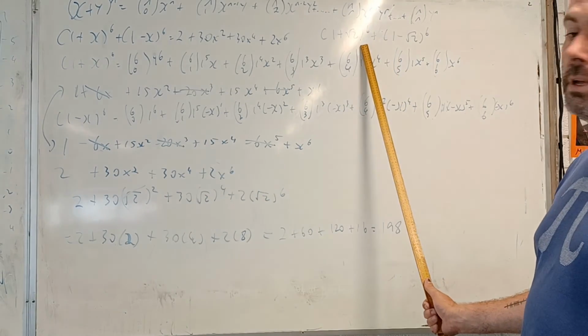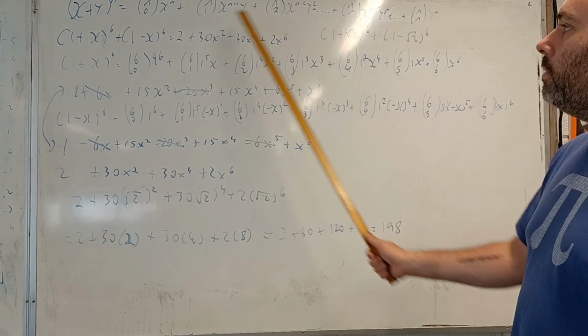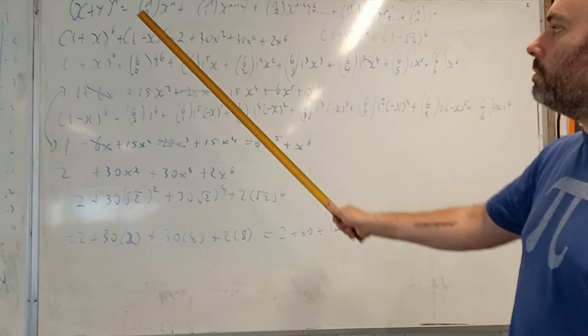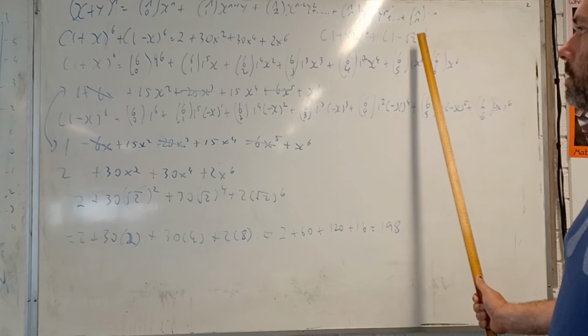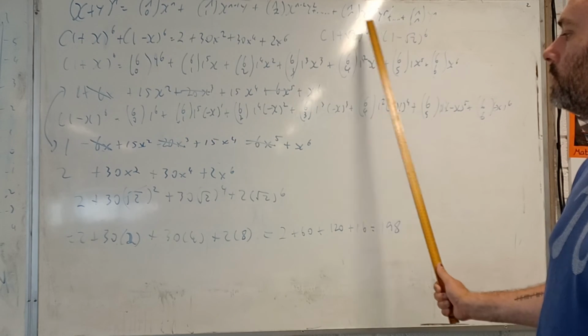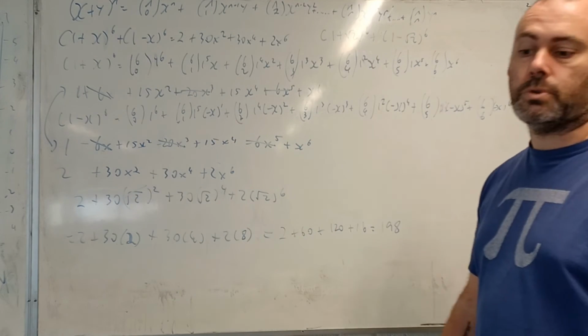And then for the last bit, hence evaluate. It was 1 plus x to the power of 6, 1 minus x to the power of 6. It's now 1 plus root 2 to the power of 6, 1 minus root 2 to the power of 6. So our x's have changed to root 2's. So we just change our x's to root 2's and solve.